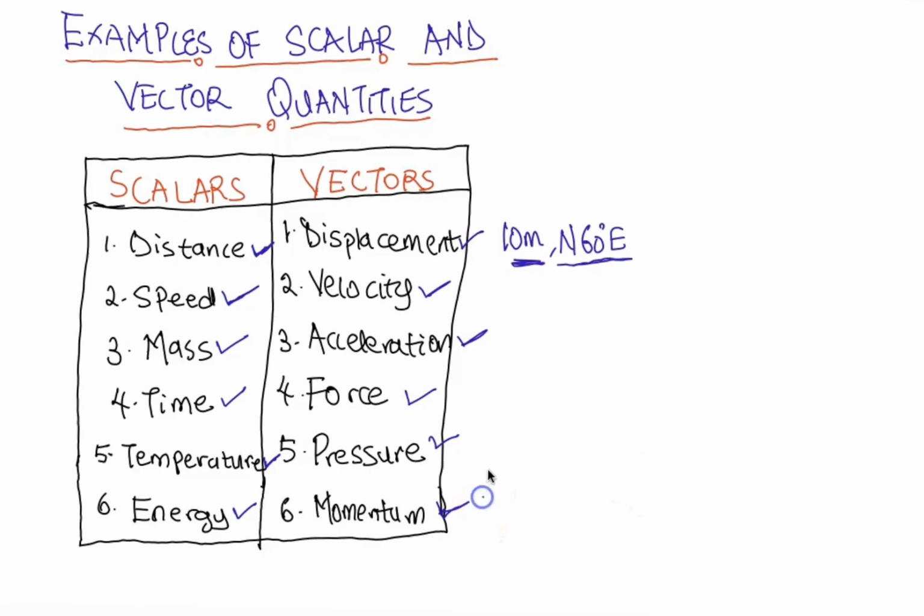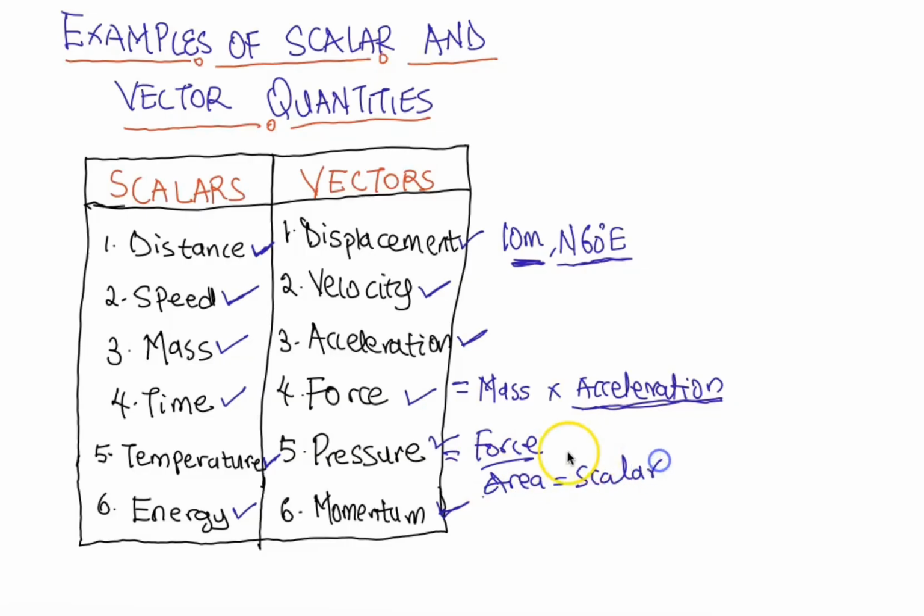So what I just said here was, let's take the case of force. Force is equal to mass times acceleration. Mass, though, is scalar, but because acceleration is vector, automatically force is vector. The same goes for pressure. Pressure is force over area. Now, area is scalar, but force is vector. So because force is vector, pressure is a vector quantity as well.